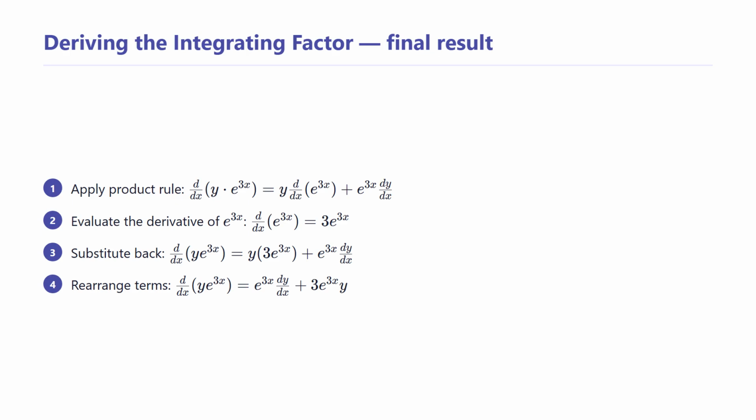Let us continue our proof and apply this product rule directly. When we take the derivative of y times e^(3x), the product rule expands this into y times the derivative of e^(3x) plus e^(3x) times the derivative of y. We know from basic calculus that the derivative of e^(3x) is simply 3 times e^(3x). Substituting this back into our expanded equation, we get y times 3e^(3x) plus e^(3x) times dy/dx.